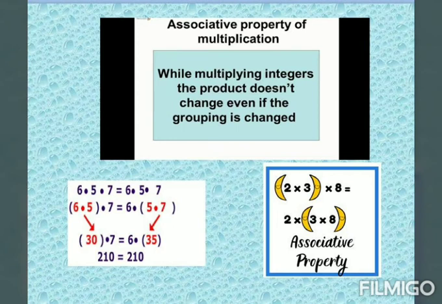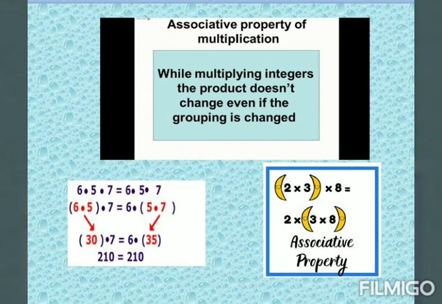Now the next property is the associative property of integers under multiplication. While multiplying integers, the product does not change even if the grouping is changed. Here is an example for you: 6 into 5 into 7 equal to 6 into 5 into 7. On the left hand side we have grouped 6 and 5. On the right hand side we have grouped 5 and 7. Even then the product does not change. Therefore, the associative property is true for integers under multiplication. We can conclude that integers are associative under multiplication.